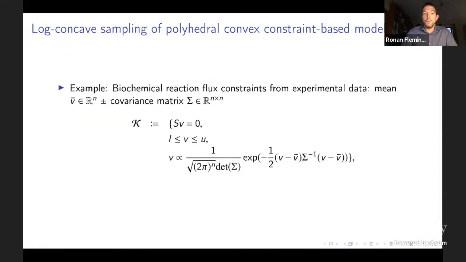So an example of using this in biology would be if you had information not just of the lower and upper bounds for your reaction rate V, but if you had experimental data that was the mean of some measurement of the rate, it typically comes with a standard deviation, and then you can use that mean and standard deviation as input data now to the sampling algorithms, and then you can sample from a normal distribution over the polyhedral convex set.